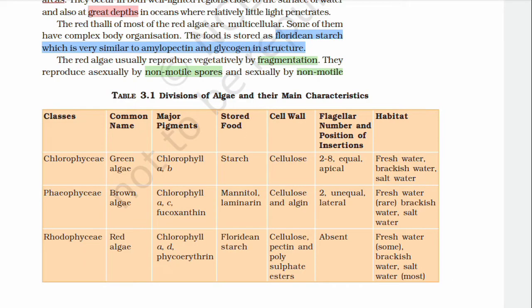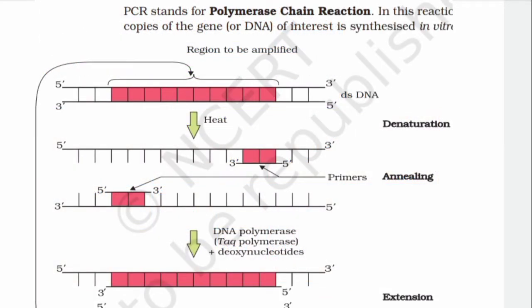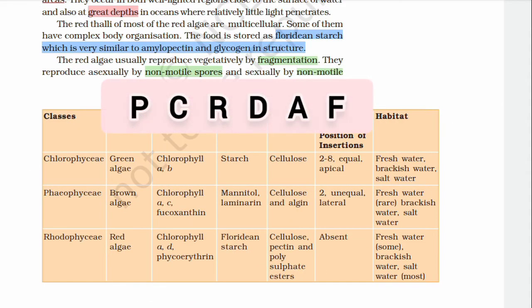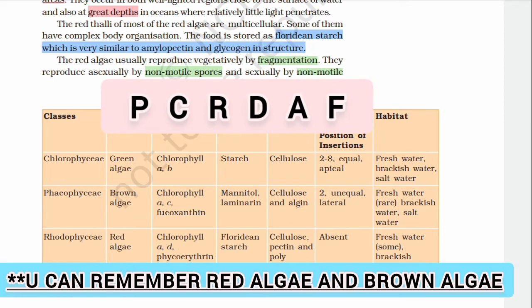Green algae has no complication. Brown algae and red algae confuse me a lot. So I kept a code to remember this. This also connects a topic from class 12. So I'll attach a photograph here. This technique we will read in class 12. It is PCR and it consists of steps like denaturation, annealing and extension. So you take the first letters P, C, R, D, D for denaturation, A for annealing and for E you write F.